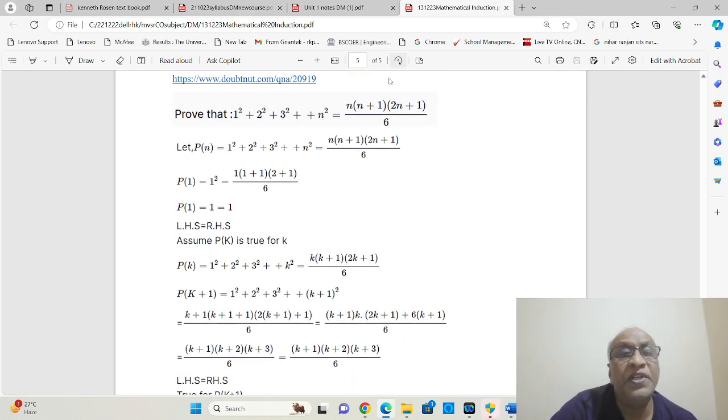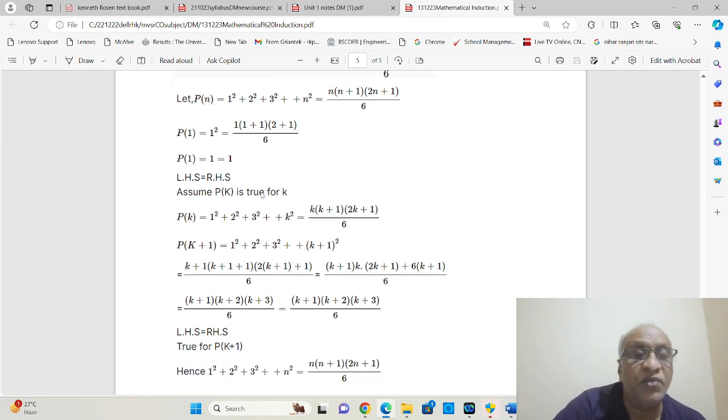The next example is 1 square plus 2 square plus 3 square plus ... plus n square is equal to n into n plus 1 into 2n plus 1 by 6. Initially, in the basis step, the value of n is 1. So 1 square becomes this, replacing all n's by 1. It becomes 1 into 1 plus 1, 2 into 1 plus 1 by 6, which comes to 1. So LHS is equal to RHS.